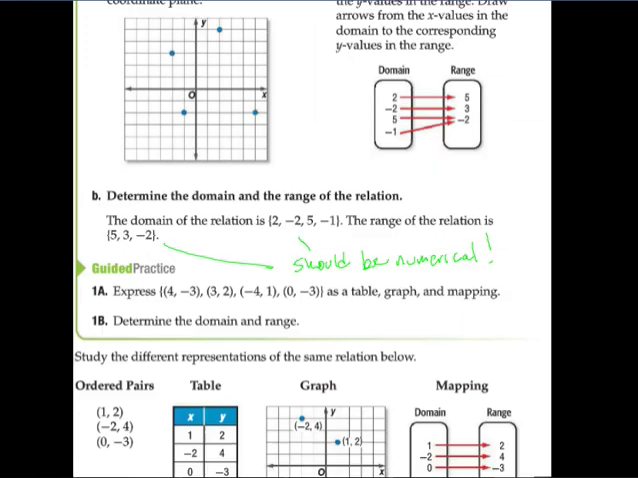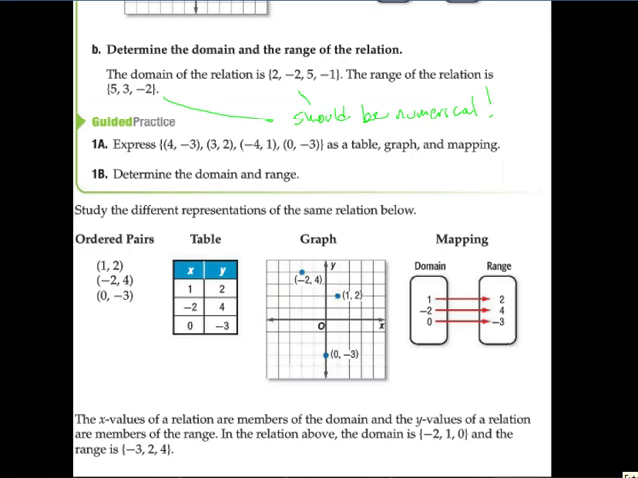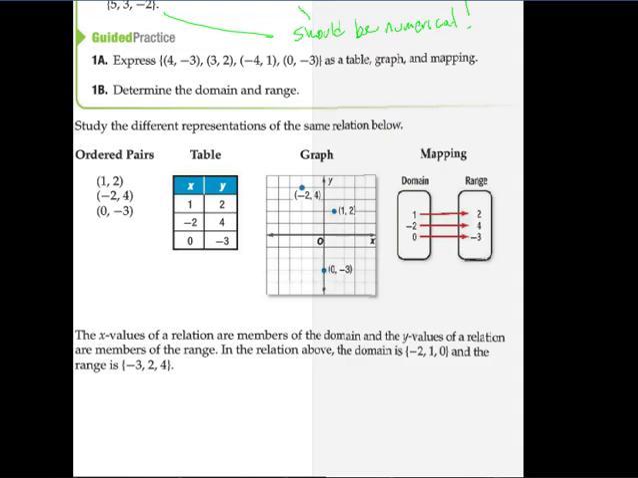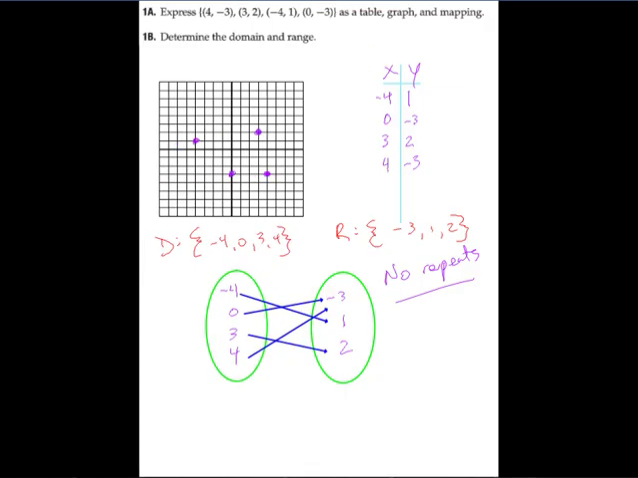So we've done that. The different representations of the same relation below, like we can see, we can list things out as ordered pairs. Here it is as a table, a graph, a mapping. All those are different ways to list out ordered pairs. Again, I think they need to do a better job here in the book of these should be in order and these should be in order. Okay, numerical order, please. All right, there's the work we just did.